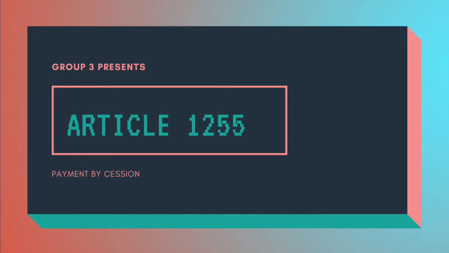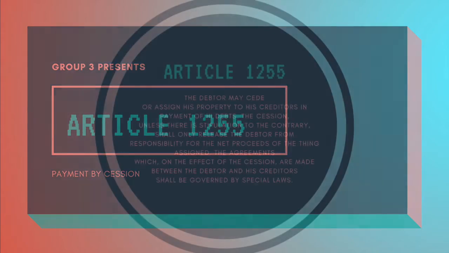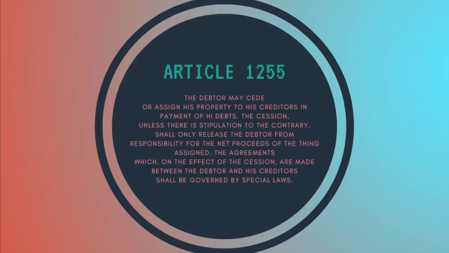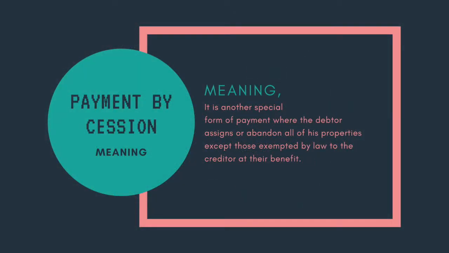What is Article 1255? It states that the debtor may cede or assign his property to his creditors in payment of his debts. The cession, unless there is stipulation to the contrary, shall only release the debtor from responsibility for the net proceeds of the thing assigned. The agreements on the effect of the cession made between the debtor and his creditor shall be governed by special laws. What does payment by cession mean?